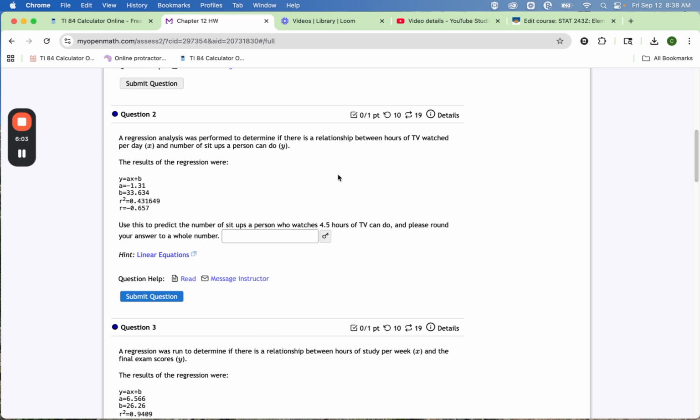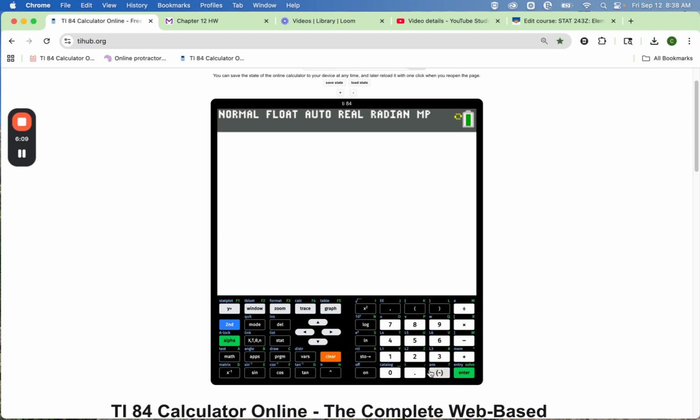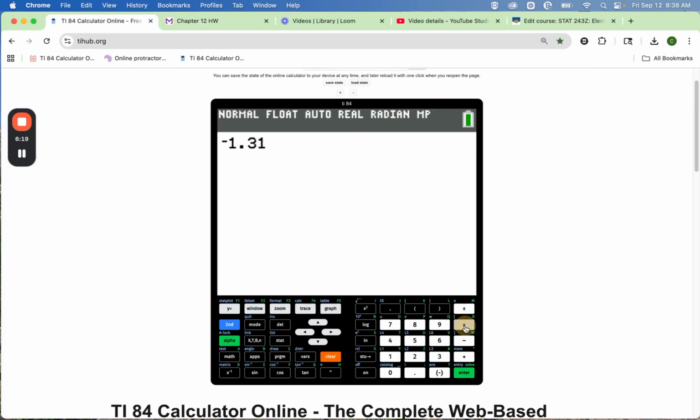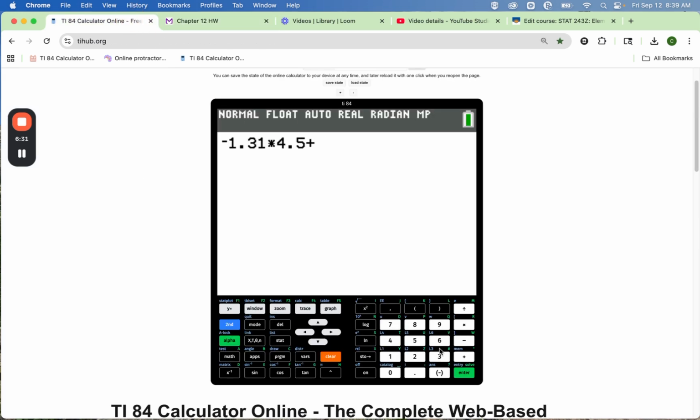Right? Okay, so here we go. 4.5 hours. So I go to my calculator now, and I'm just going to calculate it, right? Negative 1.31 is my slope, according to this thing right there. There's my slope, times my, right, mx plus b, everybody. It's just mx plus b. So times 4.5, and then plus 33.634.